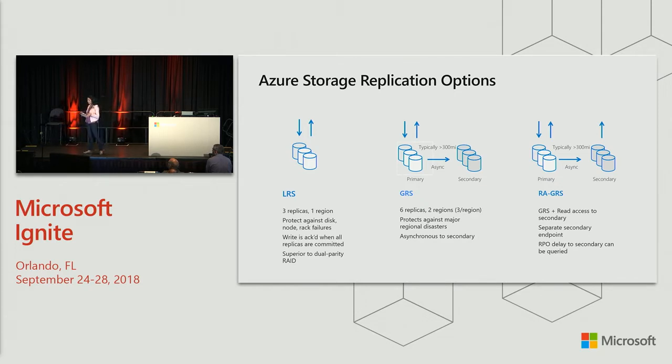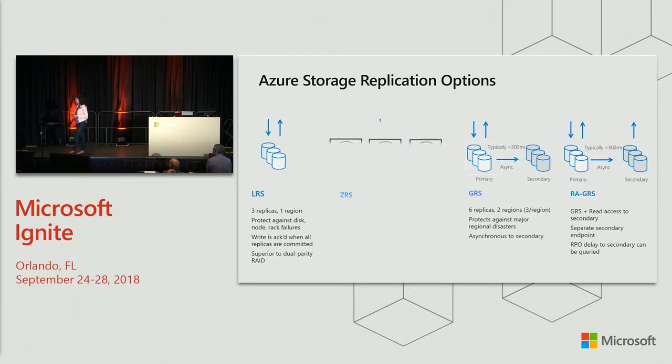Now, the ability for users to query the secondary endpoint, to see how far the secondary endpoint is from the primary endpoint, is provided by a property called last sync time. You can query that property on your secondary endpoint and figure out that it's behind by so many minutes. This capability is overlaid on GRS, which gives you your third replication option, RA-GRS, RA standing for Read Access Geo-Redundant Storage. That's what I have over here, where RPO delay to secondary can be queried. That is nothing but your last sync time.